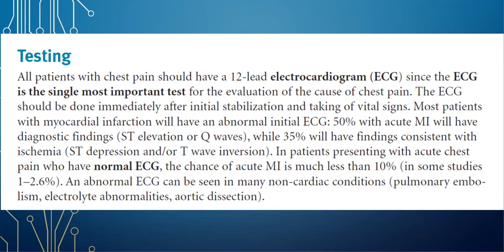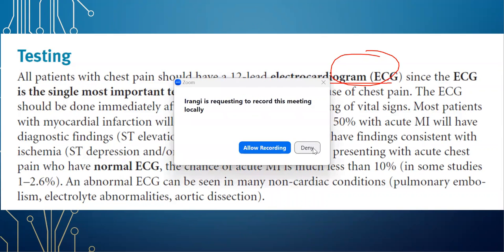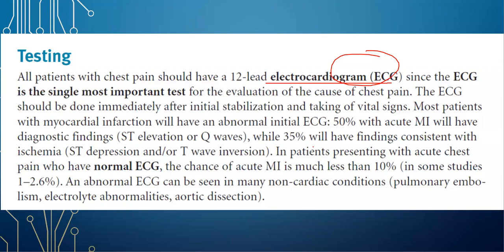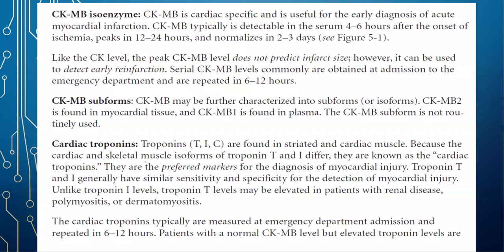Okay? So what are you going to do if a patient has chest pain? The initial investigation is ECG, especially if you think that this is a cardiac origin chest pain. Most patients who have myocardial infarction will have some abnormal ECG, but sometimes the ECG can even be normal in myocardial infarction. What else can we do after ECG?